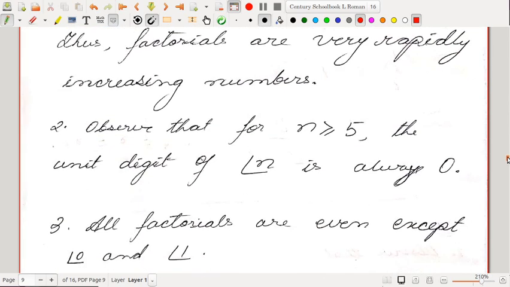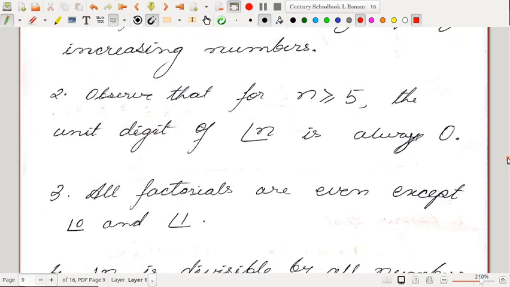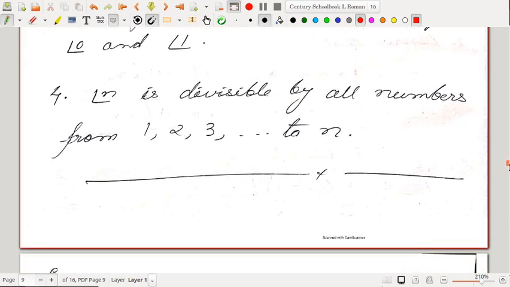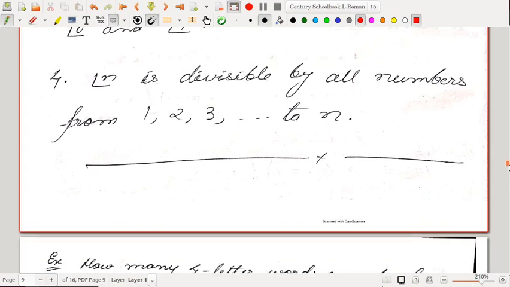Observe that for n greater than or equal to 5, the unit digit of factorial n is always 0. We have used this concept in many of the problems. This is because factorial 5 is 120, and from factorial 5 onwards, everything is successively multiplied with 120, so obviously the unit digit is always 0. All factorials are even except factorial 0 and factorial 1. Factorial n is also divisible by all numbers from 1 up to n. It is also divisible by larger numbers, but at least it is divisible by all numbers from 1 up to n.